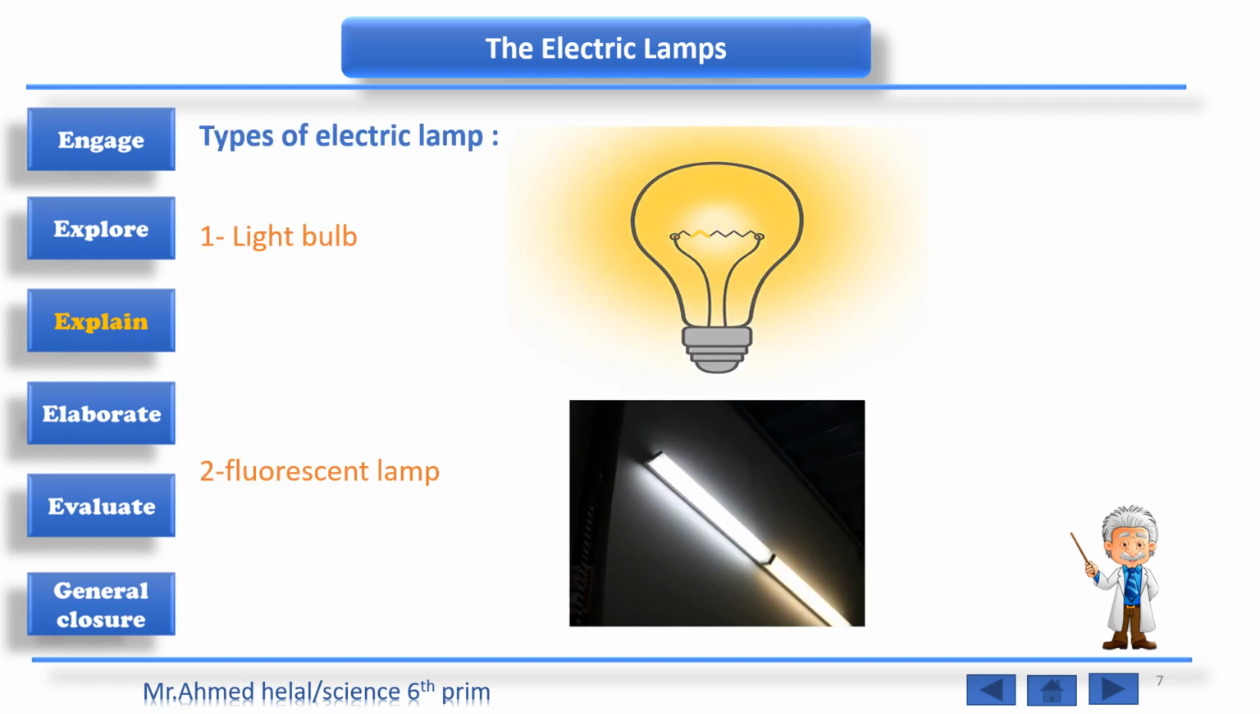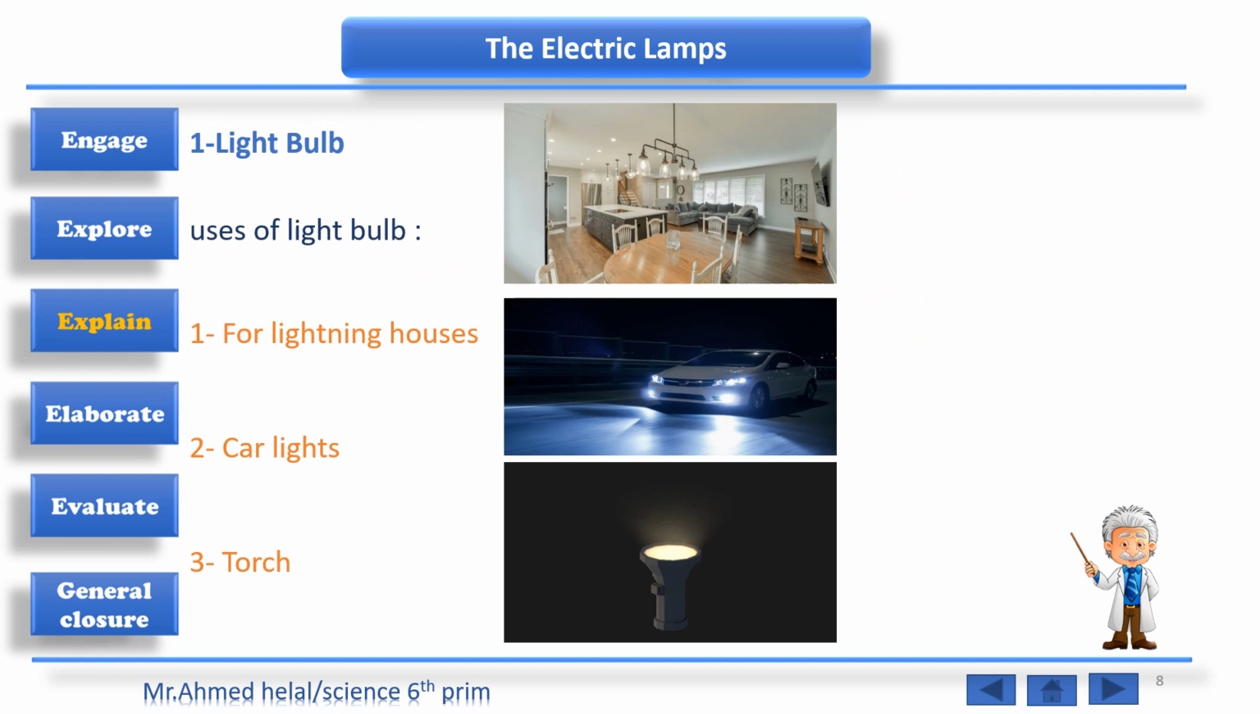Actually, we have two types of electric lamps which we'll study this term, inshallah: the light bulb and the fluorescent lamp. First, we'll study the light bulb. We'll study the uses and the structure of the light bulb. Now let's start with the uses of the light bulb. Light bulbs have many uses. For example, for lighting houses, car lights and torches. We use the light bulb in these uses.